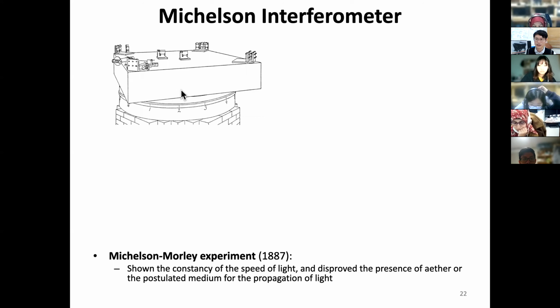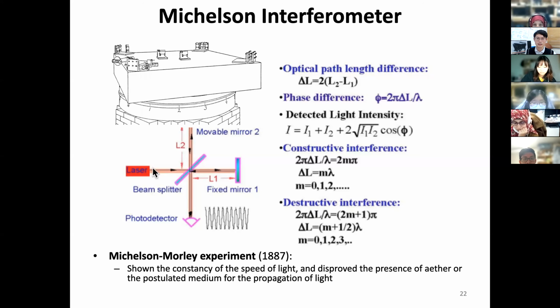And this is the conceptual diagram, and this is the schematic diagram. So you have a laser getting in. You have one fixed mirror, with the light coming back. The other light, which is split here, goes to the movable mirror 2 and comes back. These two waves will interfere at the photodetector. So the optical path difference is in fact the L1 and L2 difference.